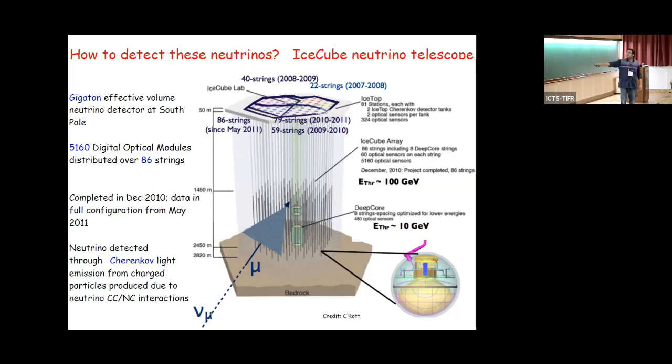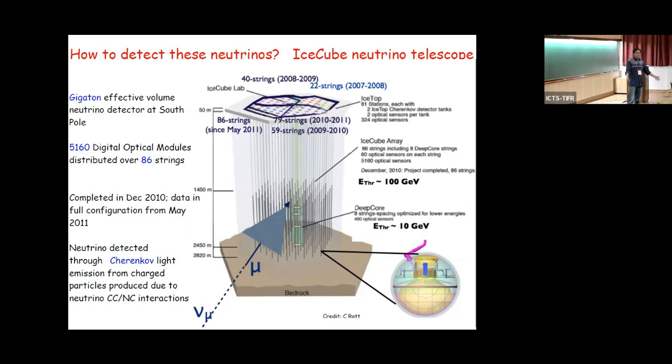The nominal threshold of IceCube is 100 GeV. It also has an infill, where there are lots of strings inside, called DeepCore, which has a threshold of 10 GeV. Right? And IceCube was completed in May 2011, and it's taking full data. And IceCube has done fantastic work in particle astrophysics. They have discovered a source of astrophysical neutrinos, and they have some of the strongest limits on new physics, BSM physics.